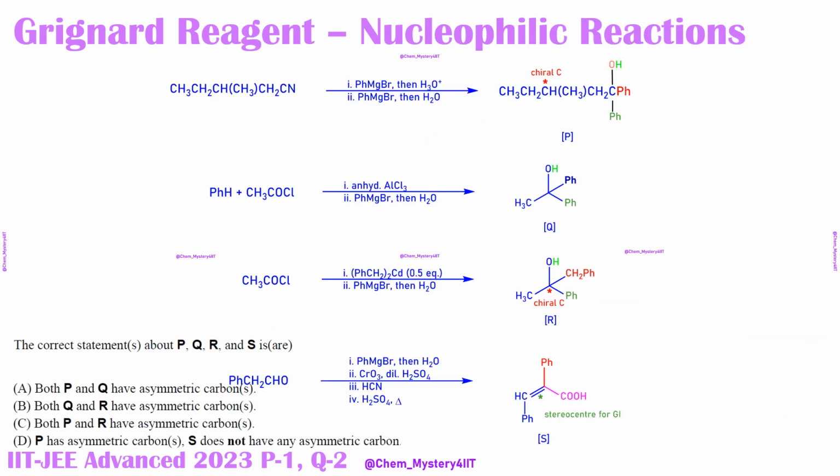In compound number P, that is not the chiral carbon, but here is the chiral carbon present. Compound number Q, no chiral carbon present. Compound number R, there was a chiral carbon present. Compound number S, no chiral carbon present, although this is now a stereocenter for geometrical isomerism, because the double bond contains one side hydrogen, one side phenyl, one side phenyl, one side COOH. That could have shown geometrical isomerism, but they asked for asymmetric carbon. That is not there. So looking at the options, now there is no confusion left.